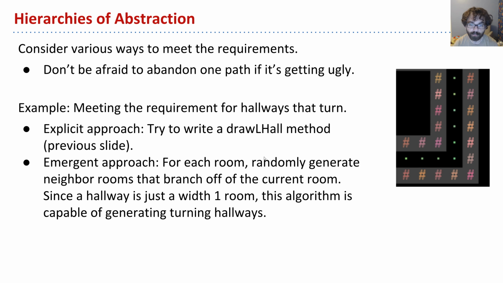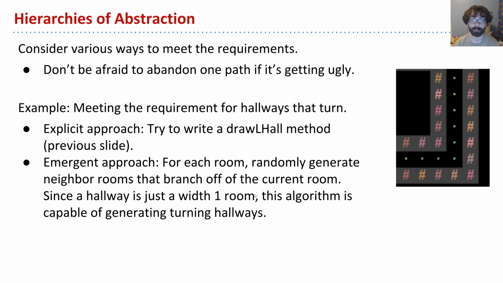So maybe for each room, I randomly generate neighbor rooms that branch off the current room. So maybe I generate a room like this, and then I say, okay, well, I'm going to branch off from this position. So I open up that wall and then build another room. And since a hallway is just a width one room, and I'm building this algorithm that just creates rooms and then branches off, if it just so happens that two rooms that are width one are right next to each other, you have just built a turning hallway. Okay, so that's a little bit of a subtle point and maybe a little confusing.